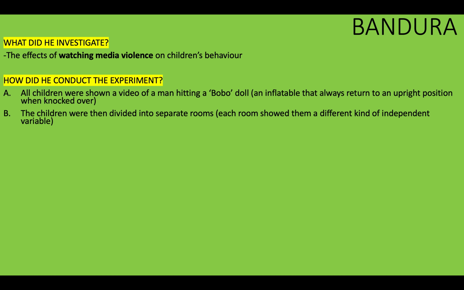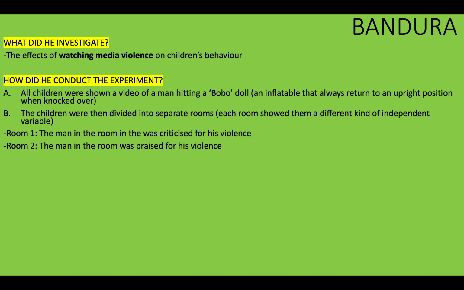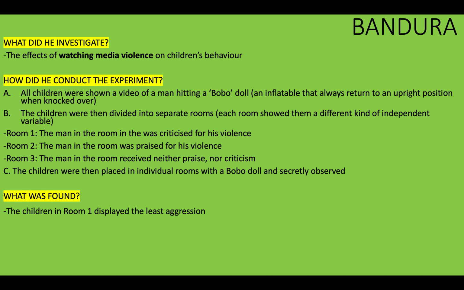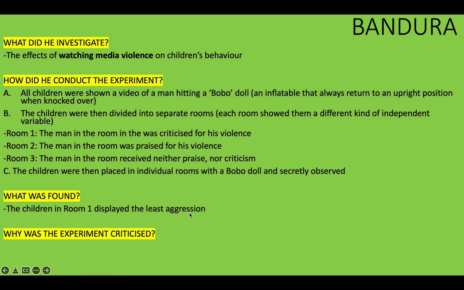Now, the children, step B, were then divided into separate rooms. Each different room had a different kind of independent variable in it. In room 1, the man in the room was criticised for his violence. In room 2, the man in the room was praised for his violence. And in room 3, the man in the room received neither praise nor criticism. The children were then placed in individual rooms with a Bobo doll and they were secretly observed, step C. What was found? The children in room 1, where the man was criticised for his violence, displayed the least aggression.